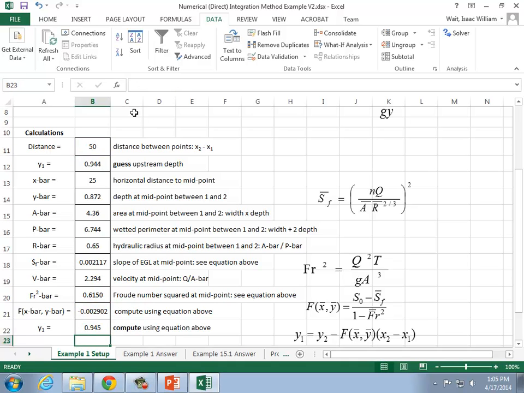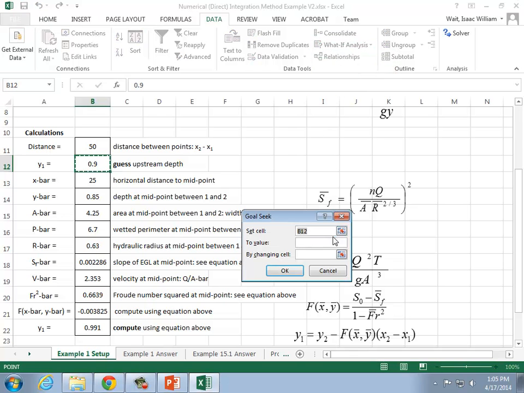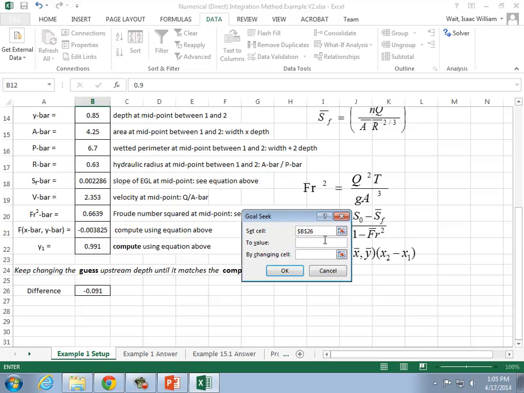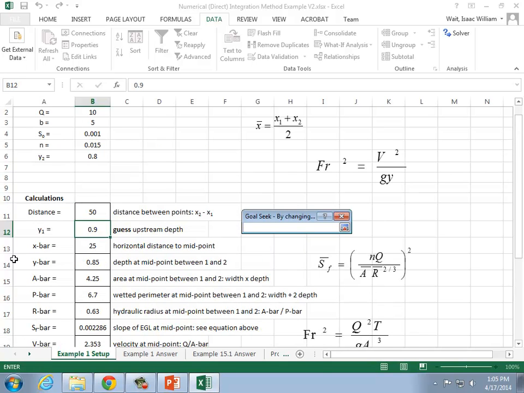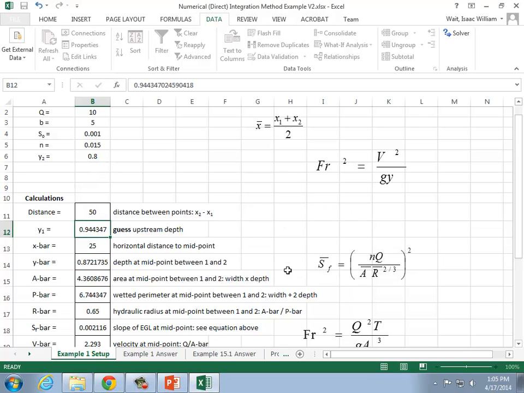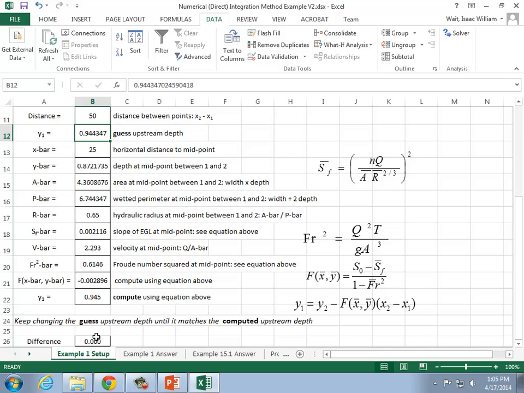All right. So now, remember my initial guess was 0.9, so I can go through the what-if analysis and do the goal-seek, where I want my objective to be this is equal to 0 by changing the guess. And I tell it OK. It goes through that over and over calculation. The difference is 0 here. So now I know that upstream depth is going to be 0.945.